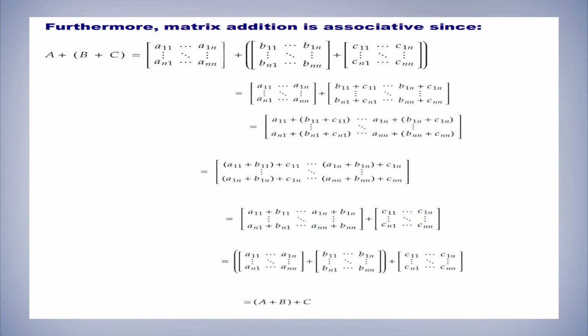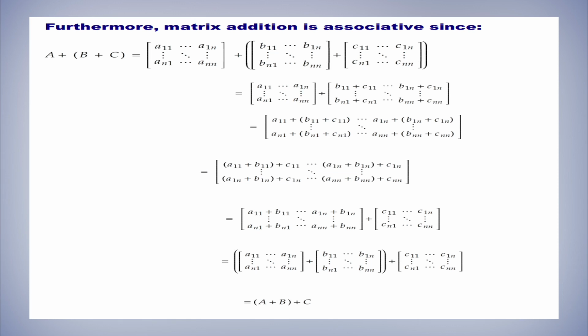Furthermore, matrix addition is associative since (A + B) + C = A + (B + C). Here we will take the matrix A as A11, A12 and so on to A1n, like this, An1, An2 and so on to Ann. Next, we will take the matrix B as B11, B12 and so on to B1n and Bn1, Bn2 and so on to Bnn. The next matrix C, as you try, write C11, C12 and so on to C1n and Cn1, Cn2 and so on to Cnn. Now, we are going to add B plus C.